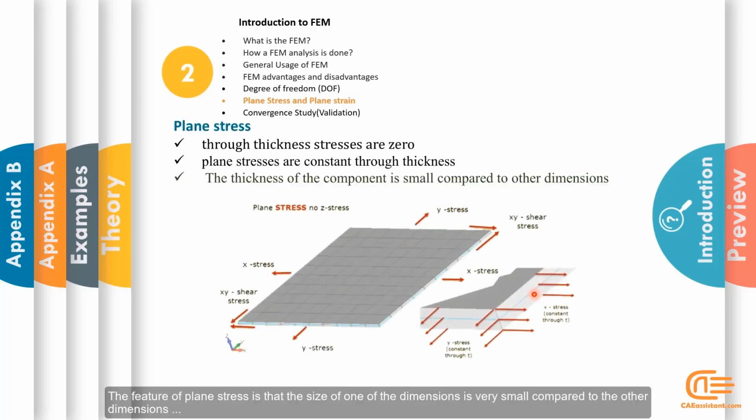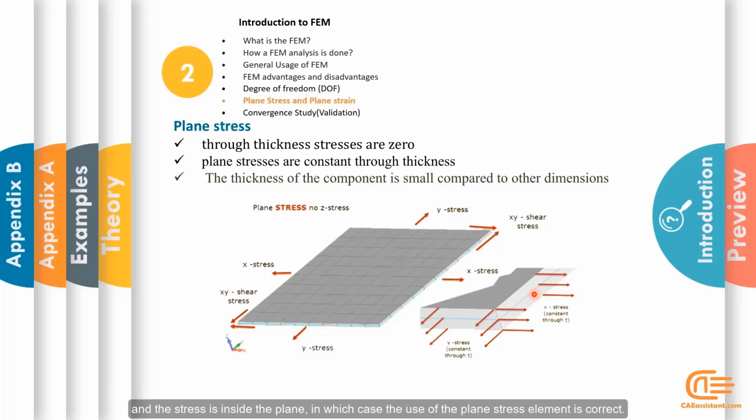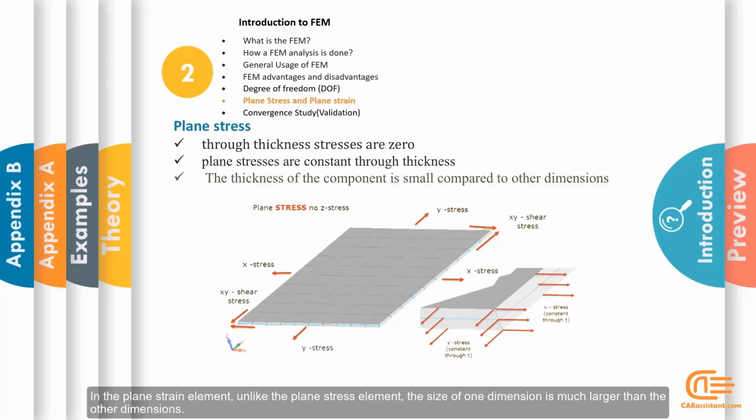The feature of plane stress is that the size of one of the dimensions is very small compared to the other dimensions, and the stress is inside the plane, in which case the use of the plane stress element is correct. Two features of this element are, first, that the stresses on the plate have a constant value in the thickness direction. Second, the stress in the thickness direction is 0.